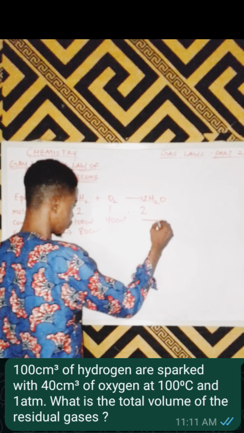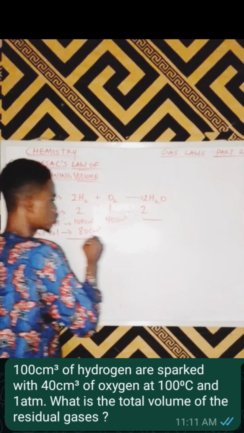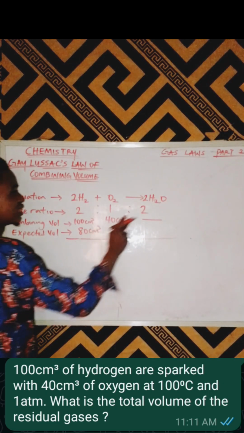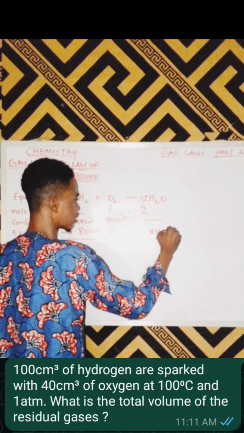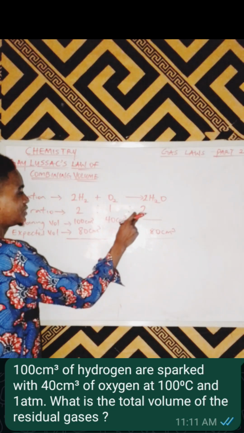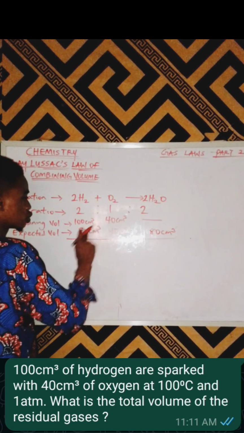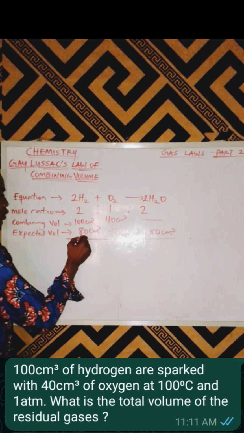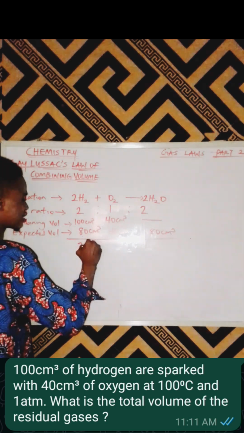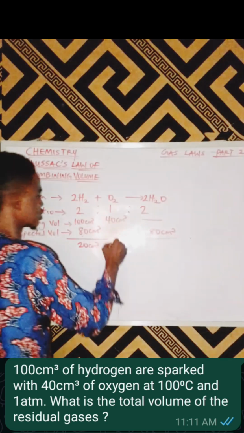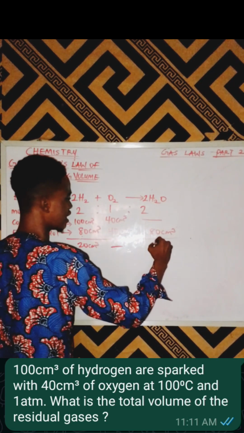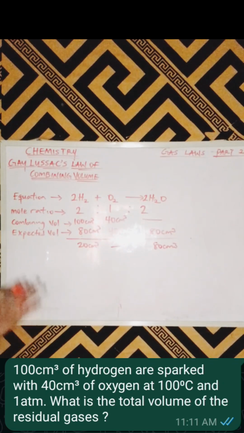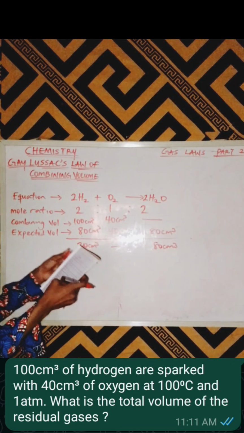Now I don't know the volume of the product, so what I'm looking for now is that. If here is 80, this one too will be 80, and the reason is that they have the same ratio, so they'll be equal. Now I'm going to subtract: 100 minus 80 is 20 centimeter cube of hydrogen left. The product is going to be 80 centimeter cube, because there's nothing here. Now listen, they ask us to calculate the amount of residual gas.